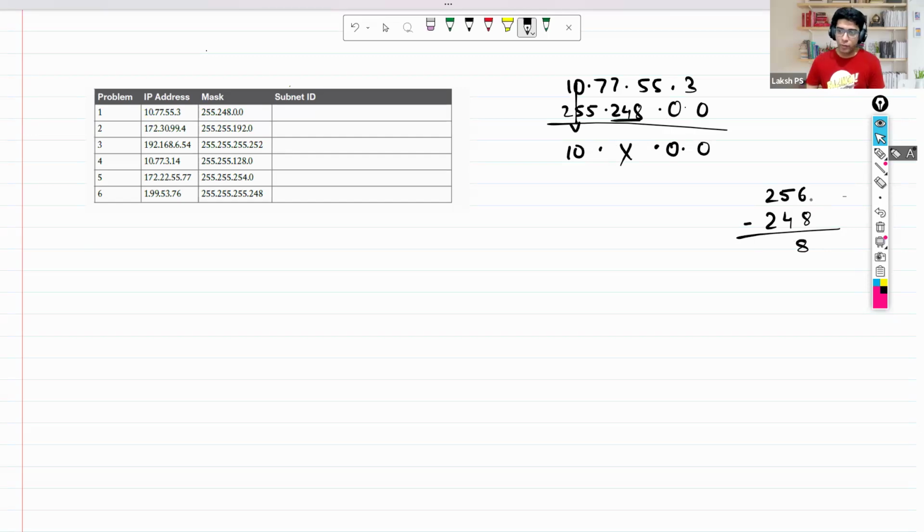Now you may ask me, why 256? The reason is we have 8 bits, which we call an octet, correct? And starting from 0 up till 255, including these two numbers, we have 256 numbers. Hence we are using the value 256 to subtract from. So 256 minus 248 gives us 8.